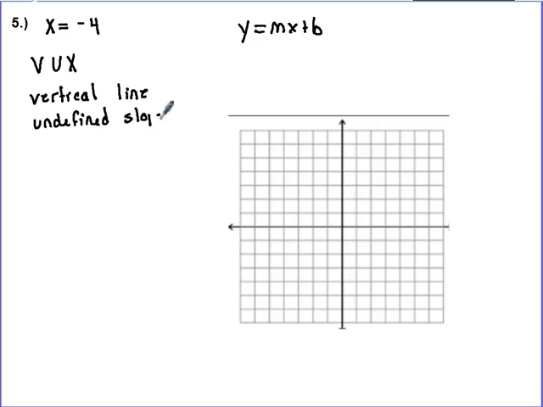The X is that vertical lines will always have the equation x equals. So we go to where x is equal to -4, 1, 2, 3, 4, and we'll have a vertical line at x equals -4.